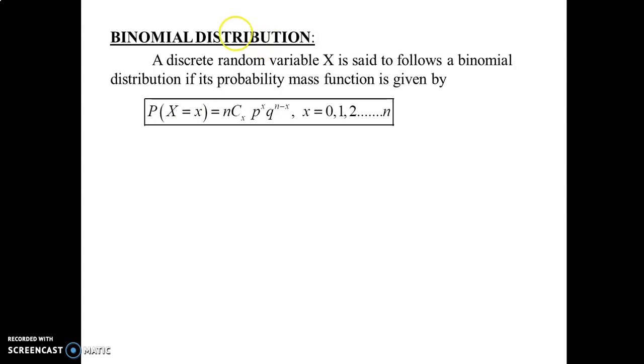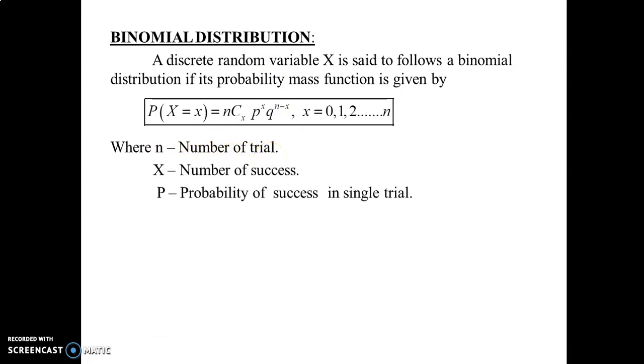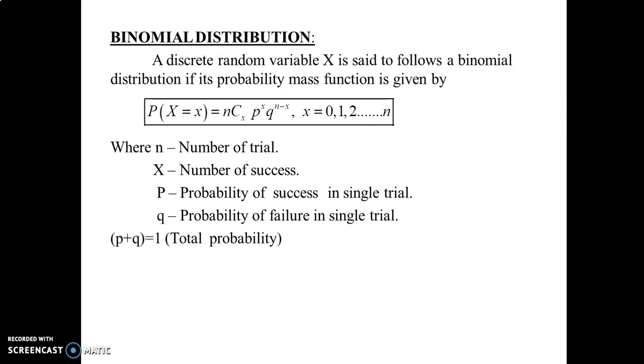So the probability mass function P of x is equal to nCx p power x q power n minus x. That is the probability mass function of binomial distribution, where n is the number of trials, x is the number of successes, p means probability of success in a single trial, q means probability of failure in a single trial, and p plus q, the probability of success plus probability of failure, that is total probability, equal to 1.